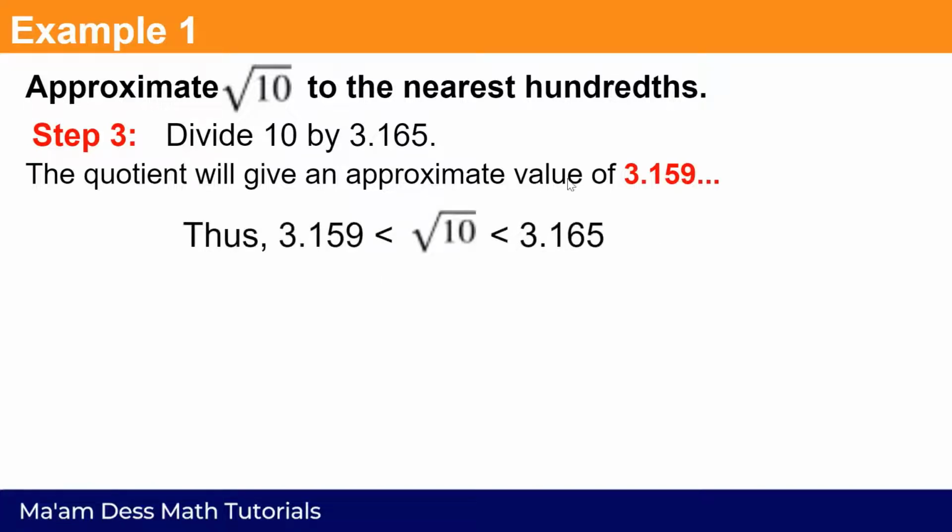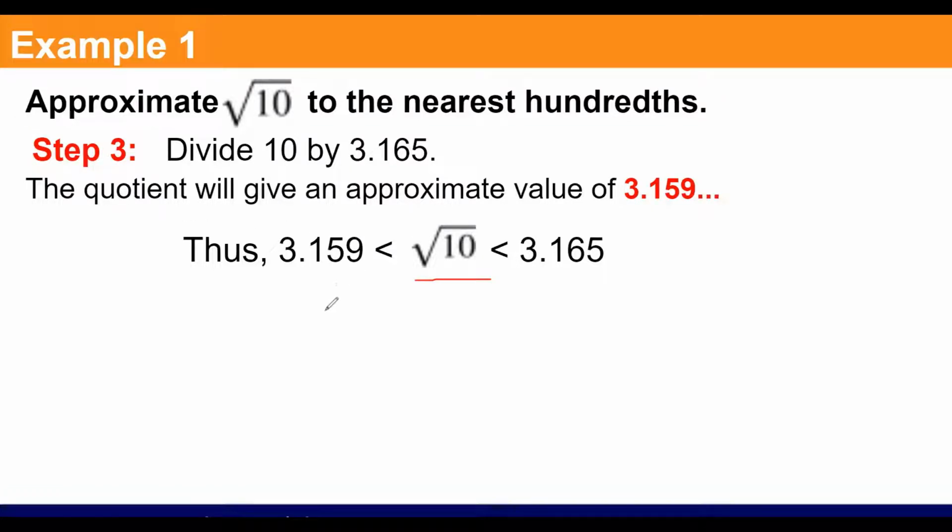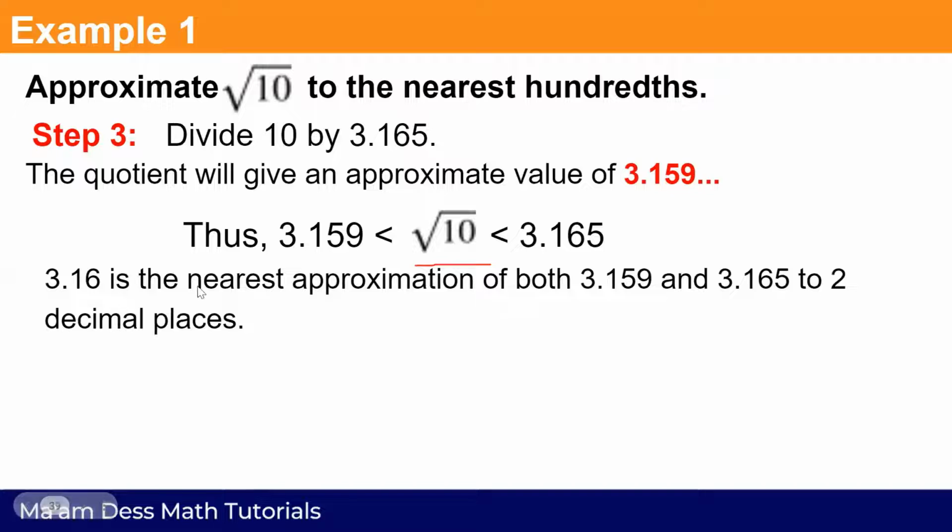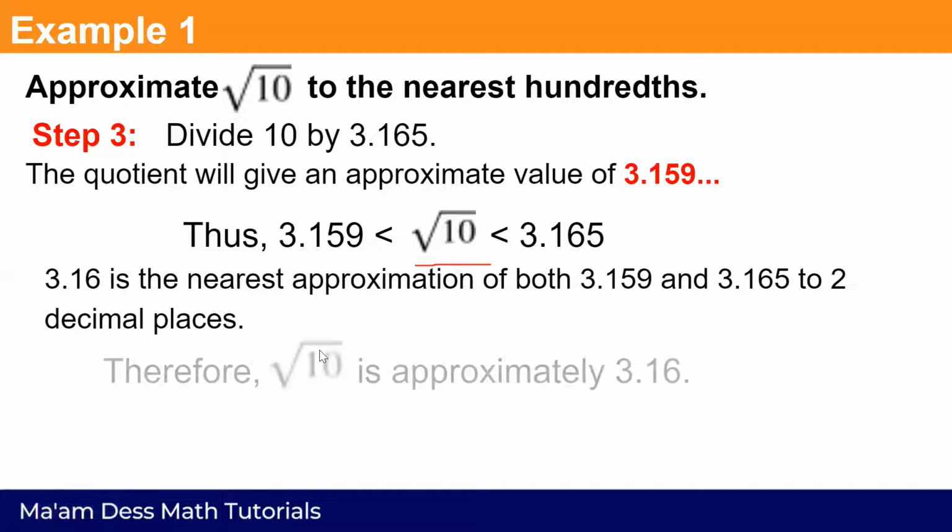Thus, square root of 10 is between 3 and 159 thousandths and 3 and 165 thousandths. 3 and 16 hundredths is the nearest approximation of both 3 and 159 thousandths and 3 and 165 thousandths to two decimal places. Therefore, square root of 10 is approximately 3 and 16 hundredths.